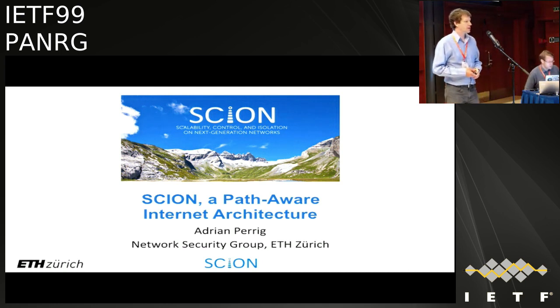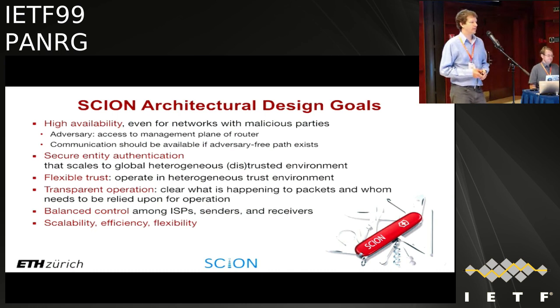So our main architectural design goals were, first of all, high availability. Our goal was to be able to communicate as long as a network path exists without an adversary. So ideally, if we have a network with malicious routers, perhaps malicious ASes, we'd like to be able to communicate as long as we have an end-to-end path without an adversary. That's a big, difficult challenge to achieve.